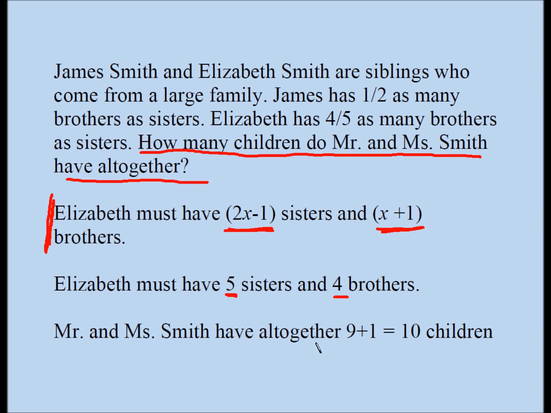So the total number of children Mr. and Ms. Smith have is 4 plus 5 plus 1. 1 is Elizabeth, and these are her siblings. Don't forget to add that 1. That's my answer, 10.